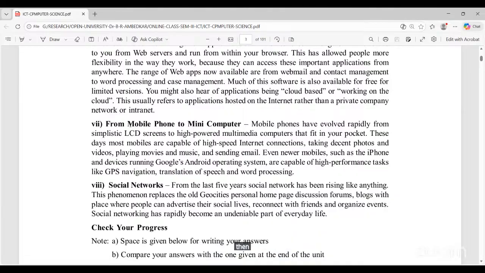Then mobile phones to mini computers. On mobile phones, we can access the internet, and also on mini computers.